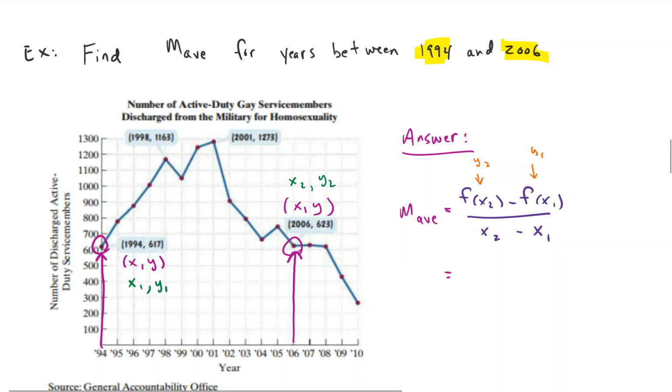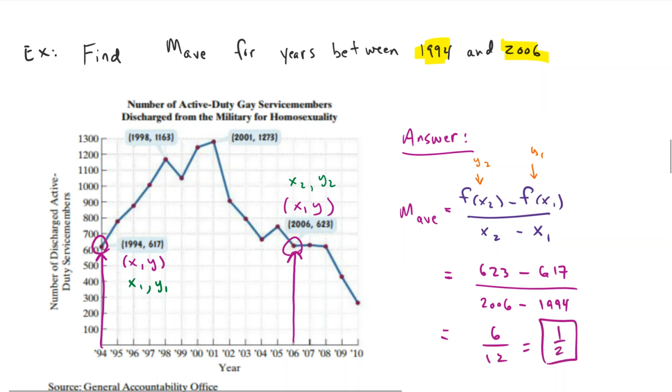So now let's go fill it out. It's actually just going to take a couple seconds here. So f of x2, which is the same thing as y2, is 623. And we're subtracting 617. And we have 2006 and 1994. When we subtract the top, we get 6. When we subtract the bottom, we get 12, which gives us 1/2.